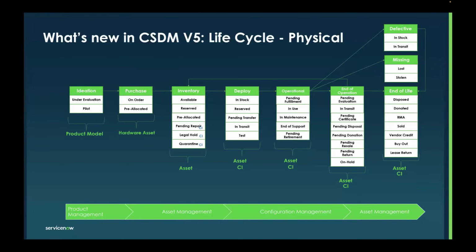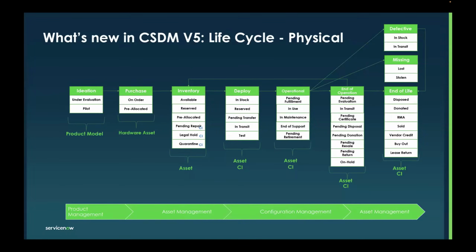So that activity that occurs right after operation to determine what's next. And so the very first one being pending evaluation. What am I going to do with it? Is this something I'm going to put back in stock and reuse? Is this something I have to get ready to start doing a return or something else?